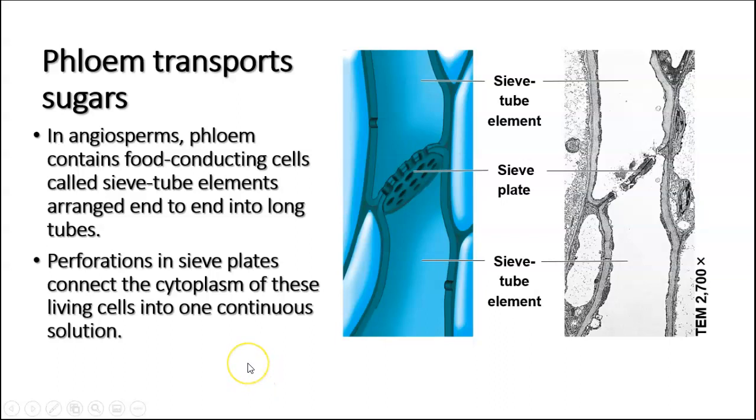The phloem transports sugars. In angiosperms, which are flowering plants, largely most of the plants you know about, the phloem contains these food-conducting cells called sieve tube elements, and they're arranged end to end. They have the sieve plate, which is basically a perforated plate between the cells, and that connects the cytoplasm together as one long continuous solution of cytoplasm.